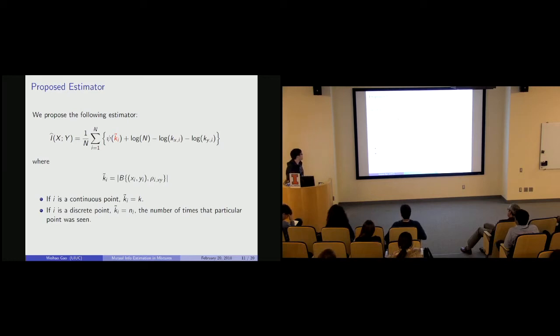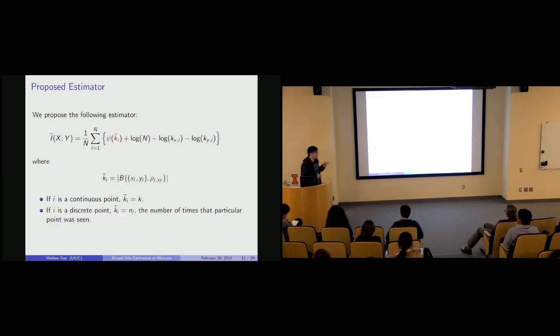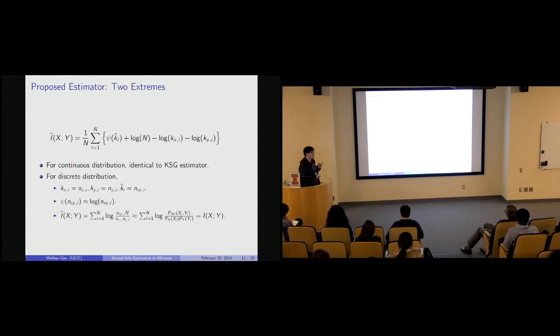So we can say that in the purely continuous and purely discrete cases, which are two extreme cases, our proposed estimator covers the previous estimators. If the distribution is purely continuous, it's very easy because k tilde i, as we said, is always equal to k. So it's identical to the KSG estimator. If the distribution is purely discrete, then kxi is just the number of samples on x, kyi is the number of samples on y, and k tilde is the number of samples on xy.